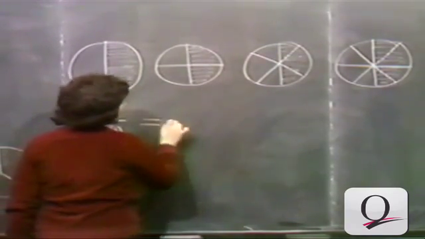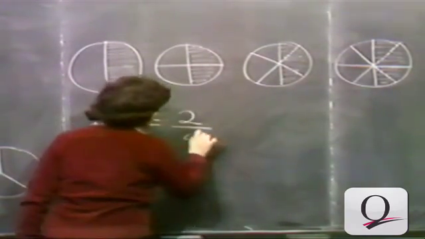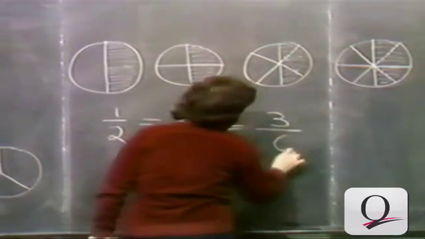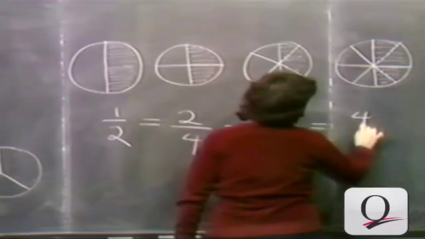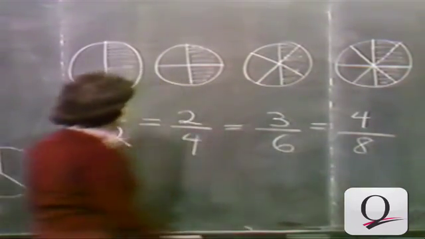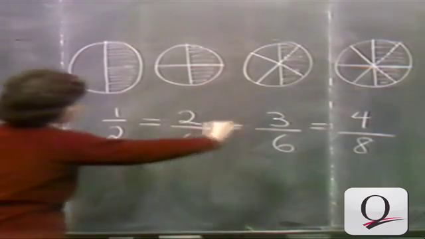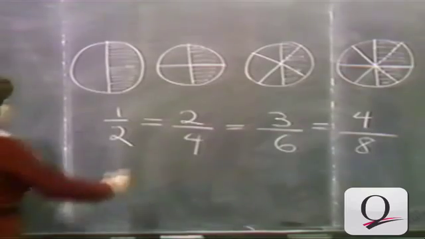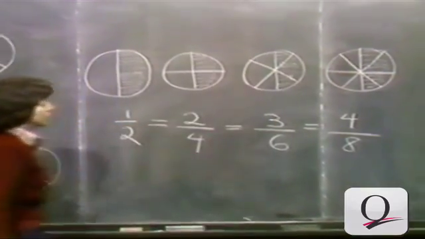In this case, it's 2 out of the 4 pieces of pie. Here it's 3 out of the 6 pieces. And in the last one, we have 1, 2, 3, 4 out of the 8 pieces. All of these fractions are equal to each other. These are equivalent fractions. They represent the same amount of pie.